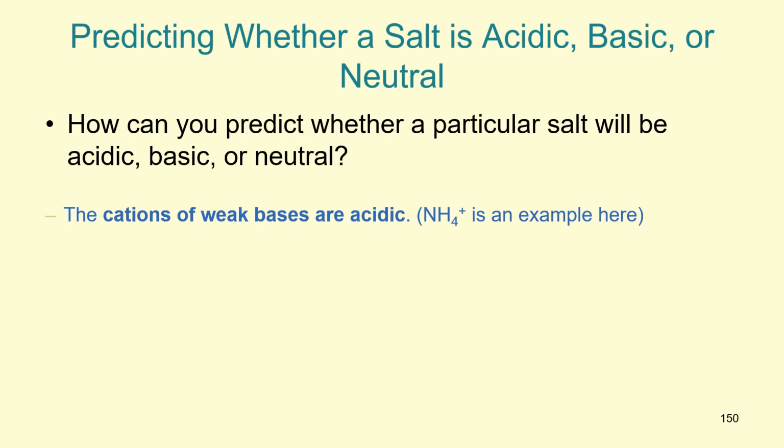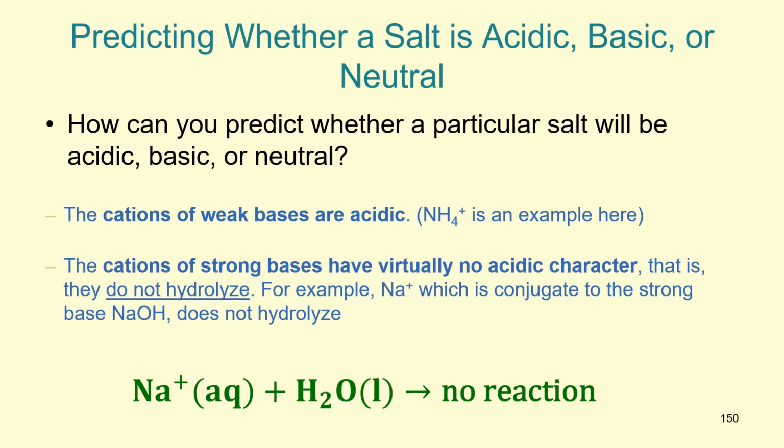So then, like I said, the cations of weak bases are acidic. NH4 plus is an example. So for positive ions, let's just write them up here again: lithium, sodium, potassium, calcium, strontium, or barium. These ions are neutral in water. Any other positive ion will be acidic. So we have to consider any other positive ion that's in solution. If it's one of these 6, we can ignore them.